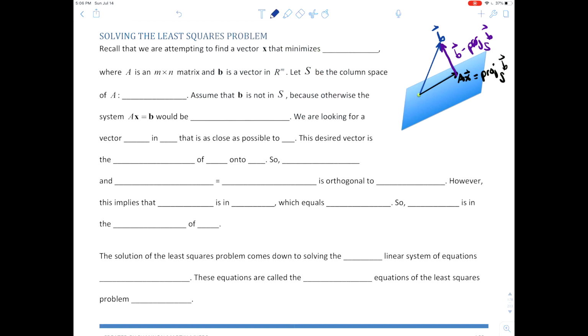Coming back to the least squares problem. Recall that we are attempting to find a vector x that minimizes the magnitude of A times x minus B, where A is an m by n matrix and B is a vector in Rm. Let S be the column space of A, so S equals R of A. Assume that B is not in S, because otherwise the system would be what? Good, consistent. And we're looking at that inconsistent system.